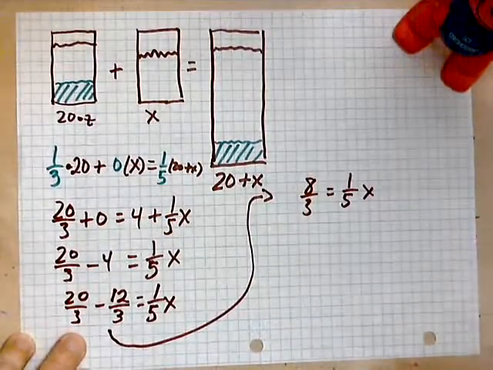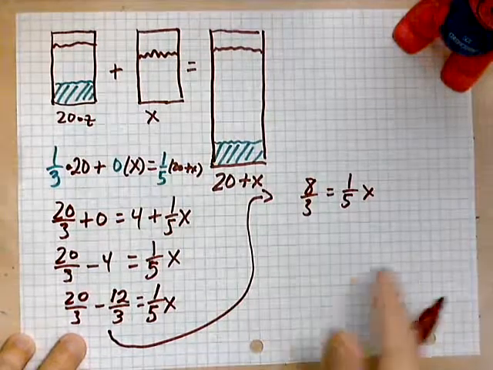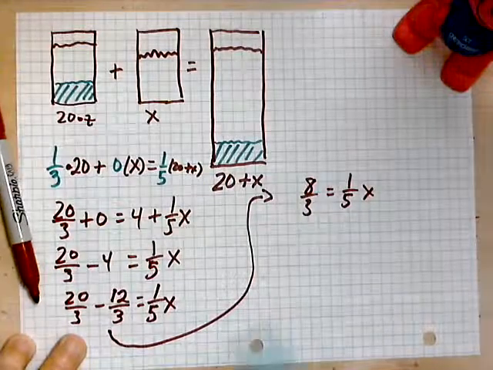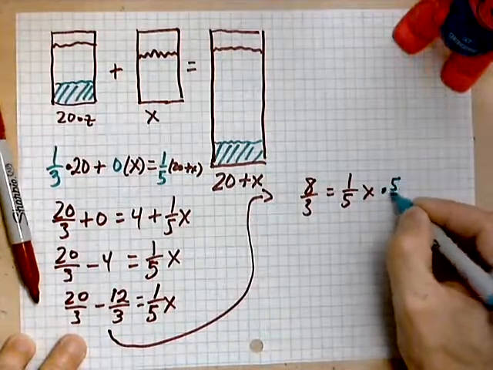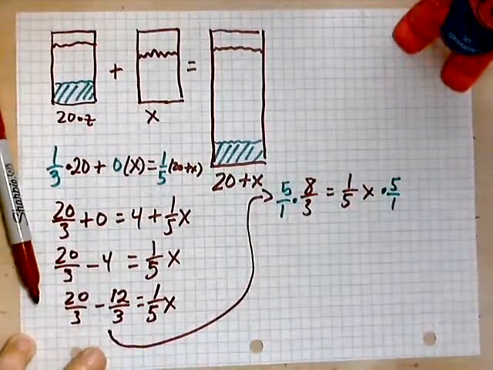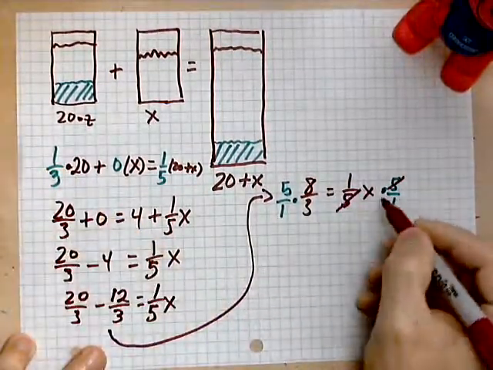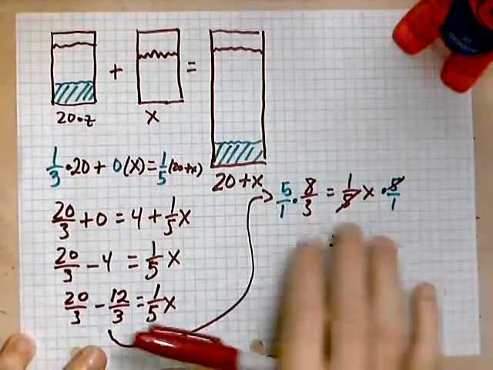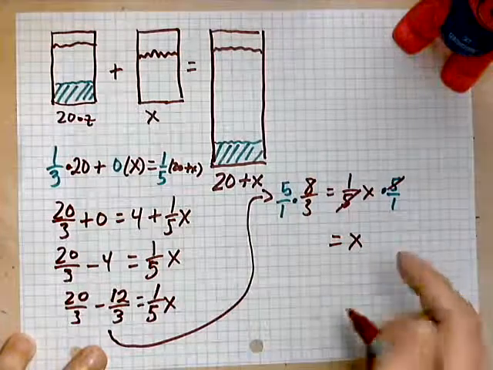Now the objective, of course, is to isolate x. So the way to do it is multiply both sides by 5 over 1, which is the reciprocal. There we are. Cross out the 5's. And what remains on the right side is just x by itself. On the left side, we have 40 over 3.